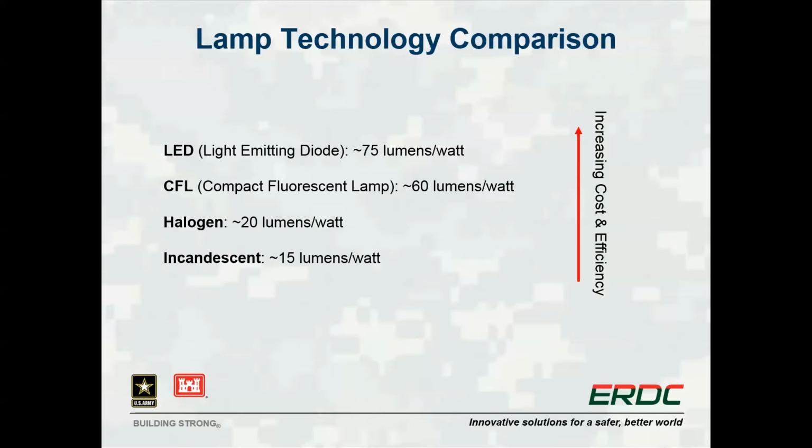Light bulbs, or lamps as they are more commonly called in the lighting industry, can be characterized by a number of key features. We will start with the technology type and move on to some other defining elements. There are four common technology types for interior lighting. These are incandescent, halogen, CFL, and LED.